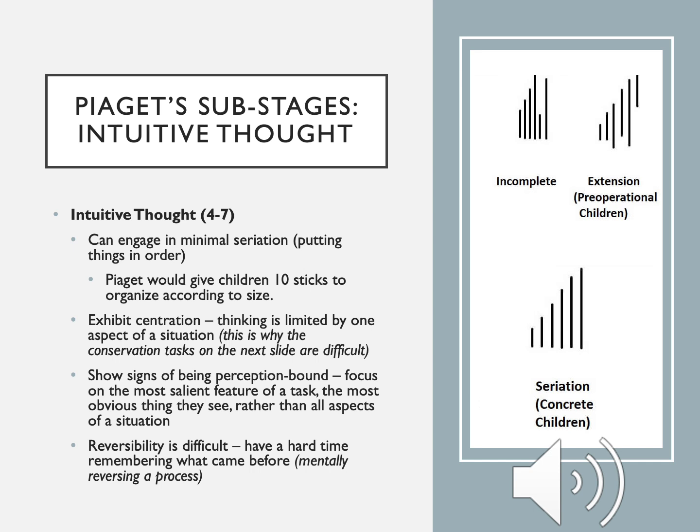You'll see here that I have provided an example of a common Piagetian task where a child is given 10 different sticks. In this one, it doesn't show 10, but it gives the same example in imagery. Children are given sticks to organize by size, and children during the pre-operational stage are not at a complete level of being able to do this, but once they're in the concrete operational stage, seriation is able to be fully fleshed out.